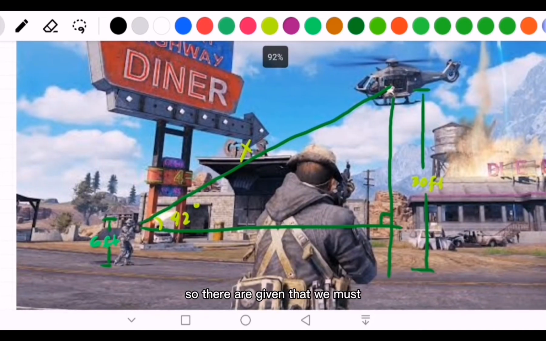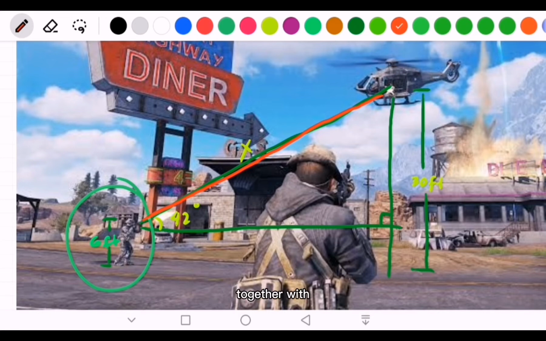So there are givens that we must consider in showing the illustration. We have here a player who is 6 feet tall and he fired his rifle at an enemy in the helicopter, together with the angle of elevation, which is 42 degrees. So considering the eye level of the player, which creates a horizontal line, and the height of the helicopter above the ground is 30 feet, which creates a 90-degree angle on the horizontal line from the angle of elevation.